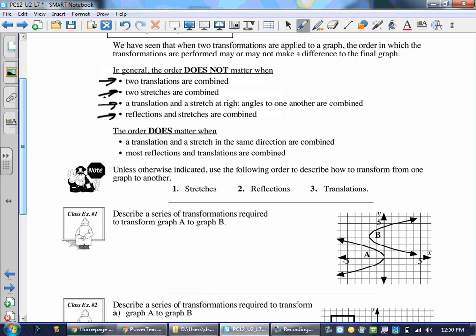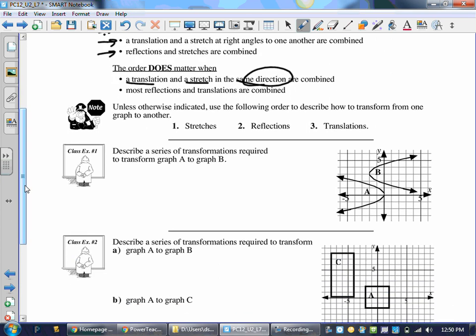We can reflect and stretch all in one step, really. We can just times it by negative 3 if you want to do that. But here's when it does matter. When a translation and a stretch are in the same direction, so both are horizontal or both are vertical, then it matters if you're doing a translation and a stretch. And most reflections and translations, when they're combined, order does matter. Okay, so unless otherwise indicated, here's our CERT thing again. We had this last semester: stretches, reflections, and translations. If you do them in that order, you'll be good to go, unless they tell you to do something different. Okay, follow CERT.